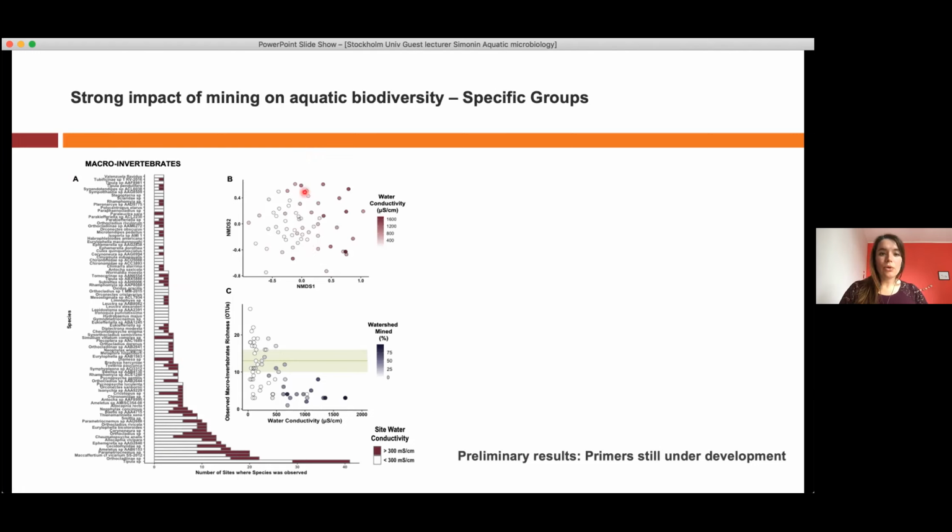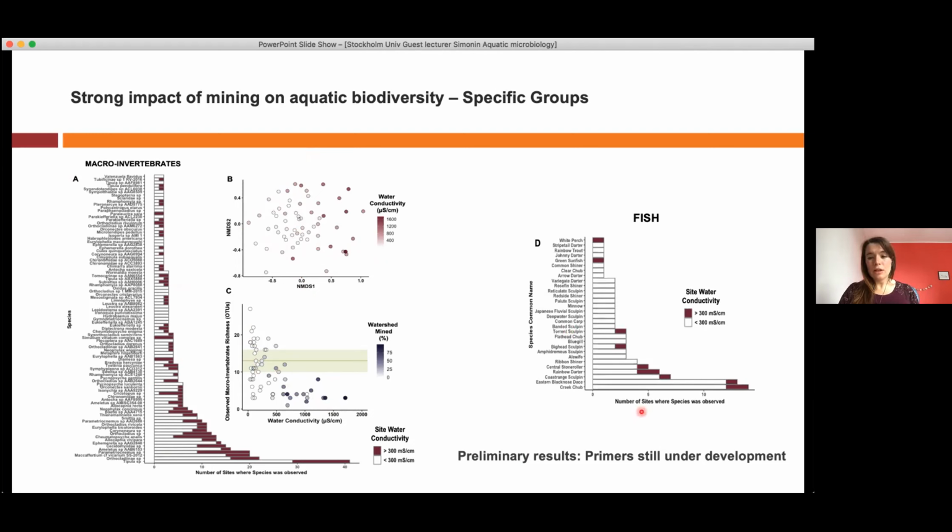And for the community structure, similarly, we see a separation or a shift along the conductivity gradient and a large loss of richness for macroinvertebrates.